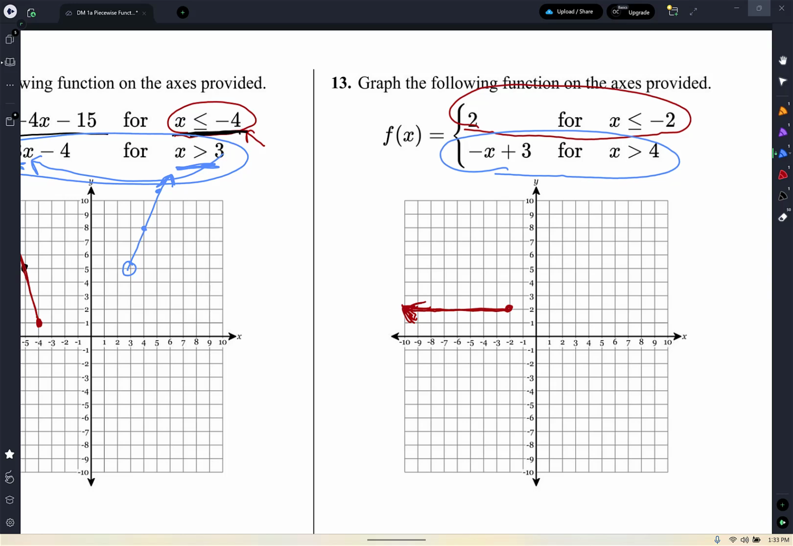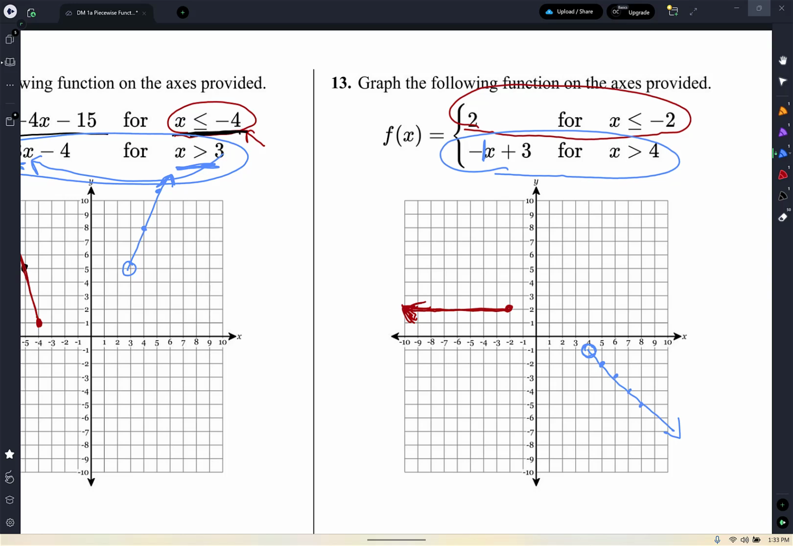Open or closed? Open. What's my slope? -1, so down 1, right 1. Down 1, right 1 point, down 1, right 1 point, down 1, right 1 point, down 1, right 1 point. Let me know, guys, because sometimes I go really fast. And notice I'm going down. It's a negative slope, so I'm going down.